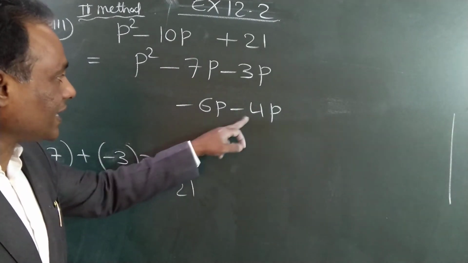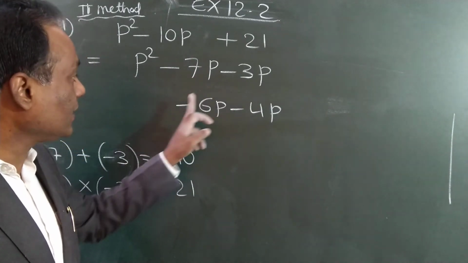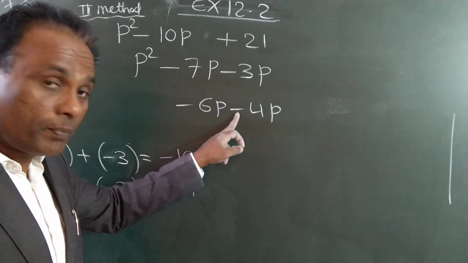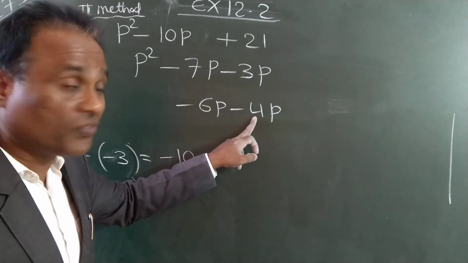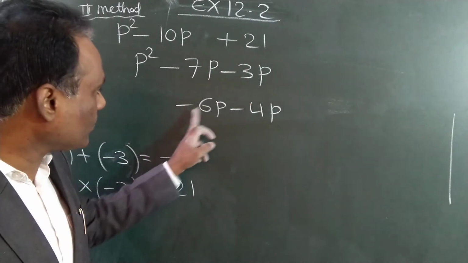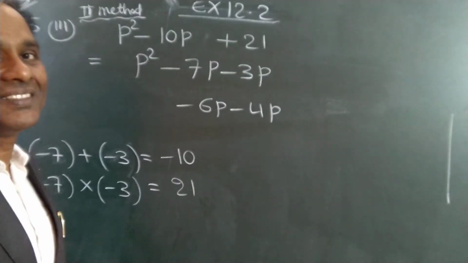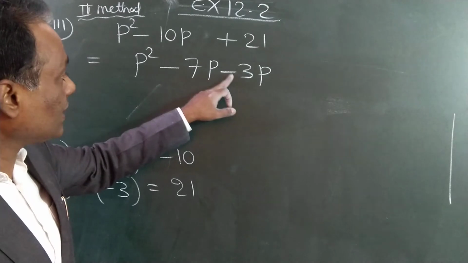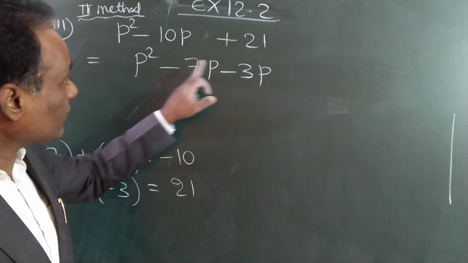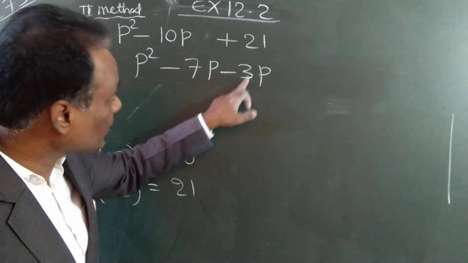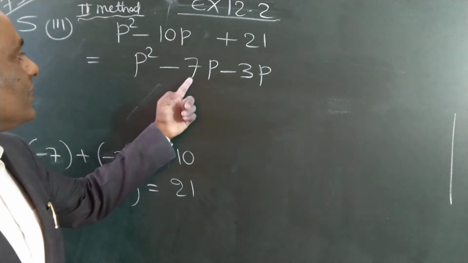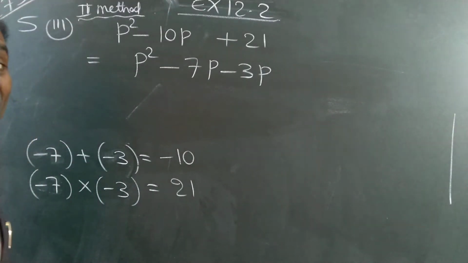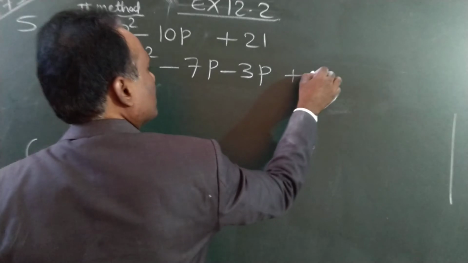But why am I not writing like this? Because if you multiply, minus into minus plus, 6 into 4 is 24, not 21. If you multiply, we have to get 21. Like that you have to choose the numbers. See here, minus 7 minus 3 is minus 10. Minus into minus plus, 7 into 3, 21. Like that we have to choose. So this 21 is same.